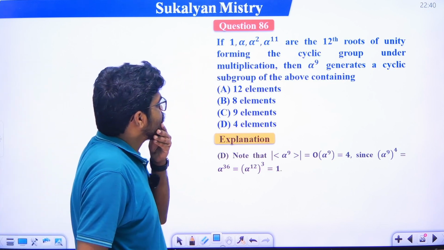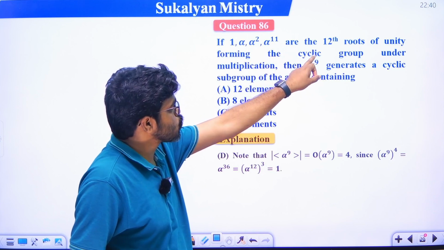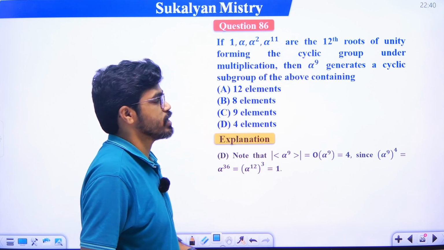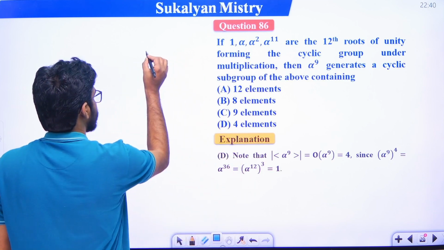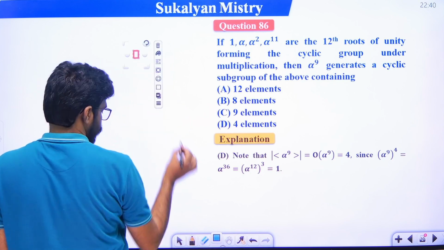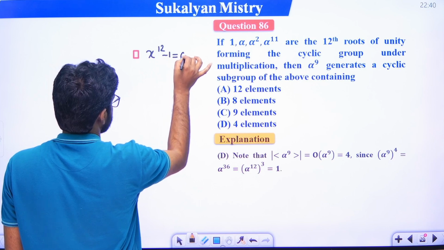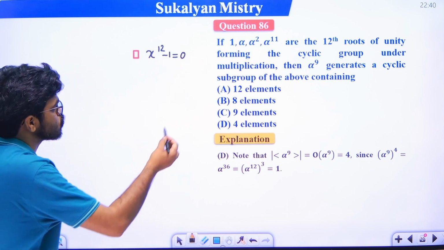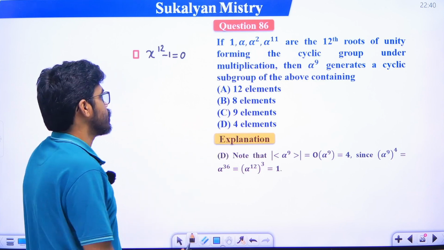What is given here: 1, alpha, alpha square, up to alpha to the power 11 are the 12 roots of unity. Basically the equation is x to the power 12 minus 1 is equal to 0, and its roots are 1, alpha, alpha square, up to alpha to the power 11.